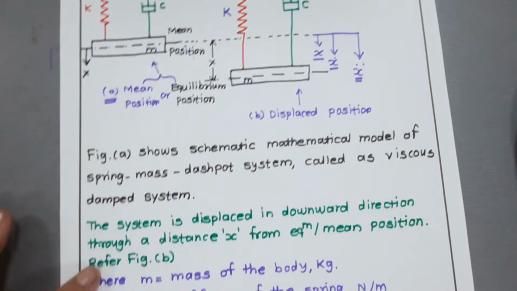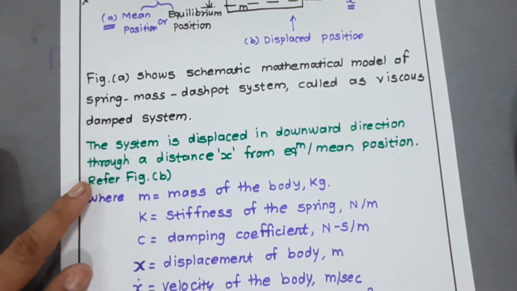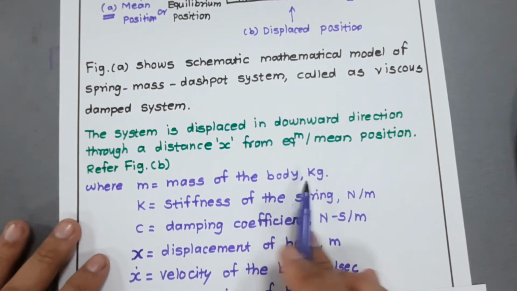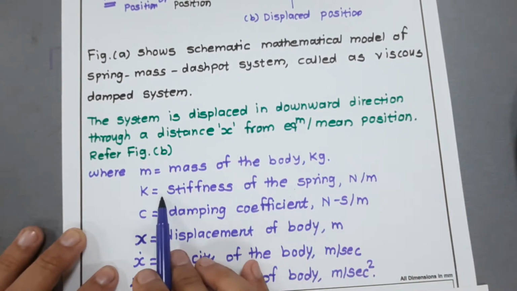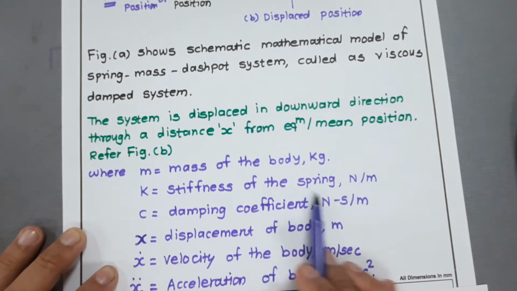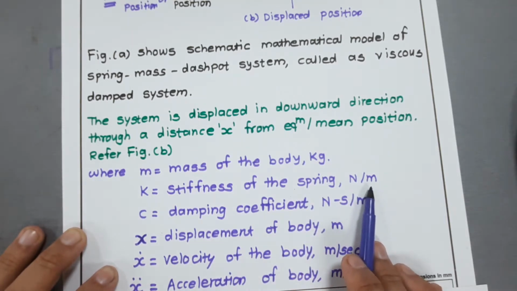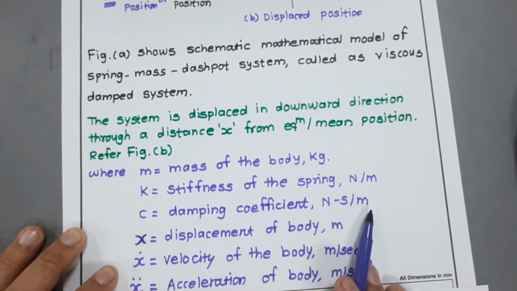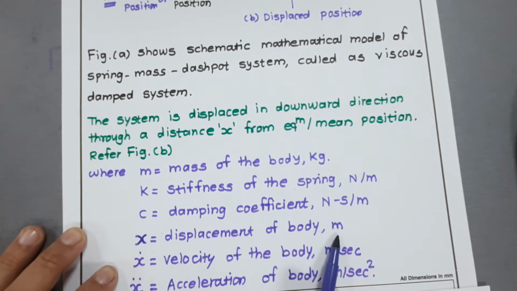In the second diagram, dear friends, we have to take some sign conventions. Here M is the mass of the body, the unit is kg. K is the stiffness of the spring, and its unit is Newton per meter. C is the damping coefficient, its unit is Newton second per meter. x is the displacement of the body, unit is meter. x dot is the velocity of the body, and its unit is meter per second. x double dot is the acceleration of the body, its unit is meter per second square.